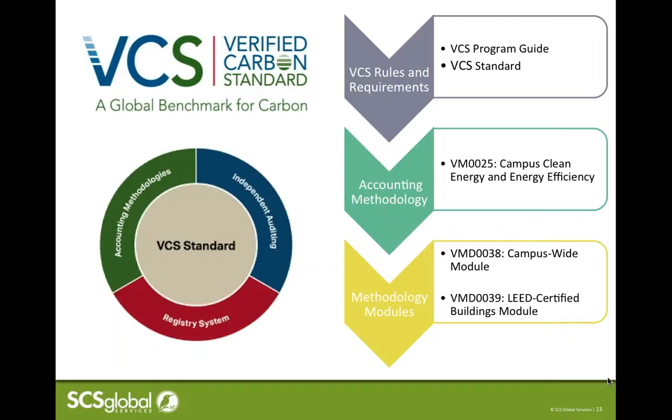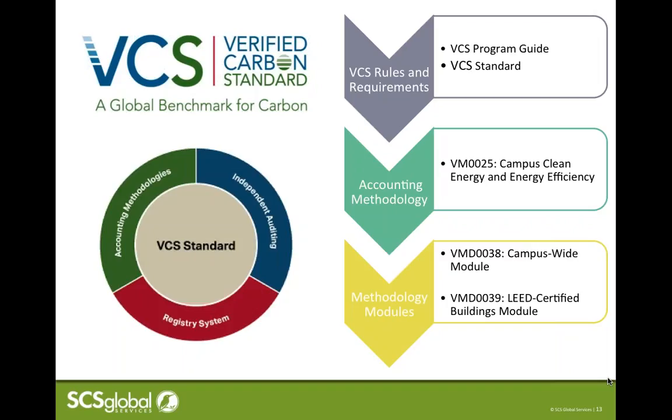Now, the VCS can be thought of as a carbon program, a carbon scheme, or a carbon offset registry. And really, all of these terms are essentially synonymous in the carbon industry. The circular diagram below illustrates the four key components of the VCS program. There are the VCS standards, there is independent auditing, accounting methodologies, and the registry system.